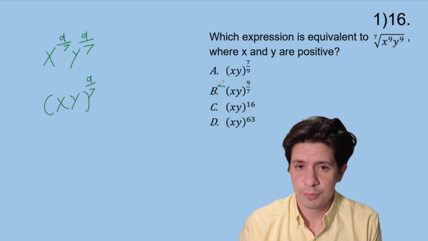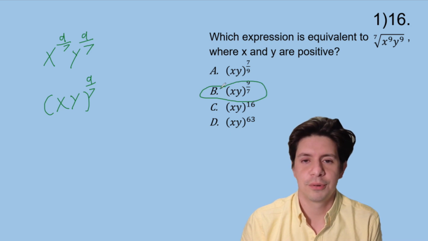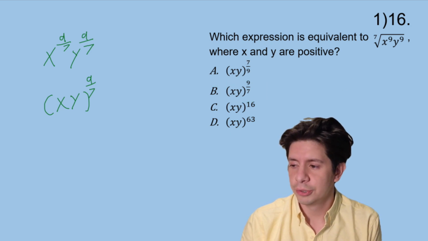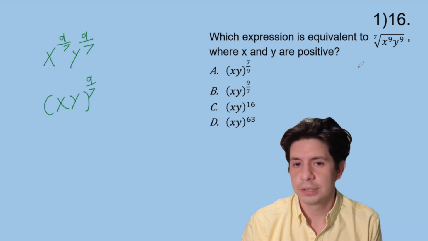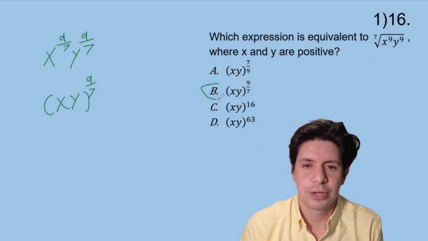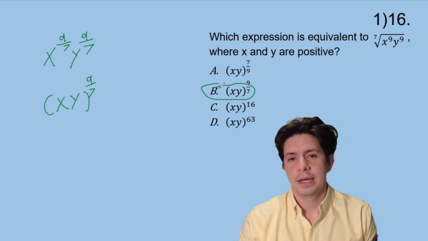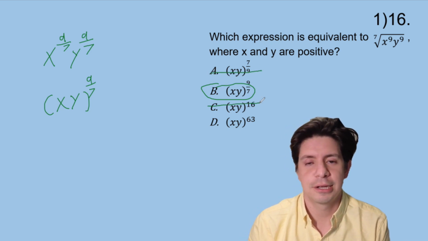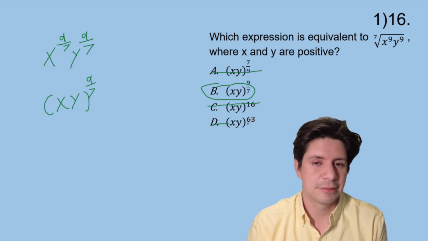So this one is very straightforward, not too much going on here. It's testing that you understand what we're doing with roots and how they can transfer into fractions of exponents. So it's not going to be 7/9, it's not going to be 7 plus 9, it's not going to be 7 times 9.